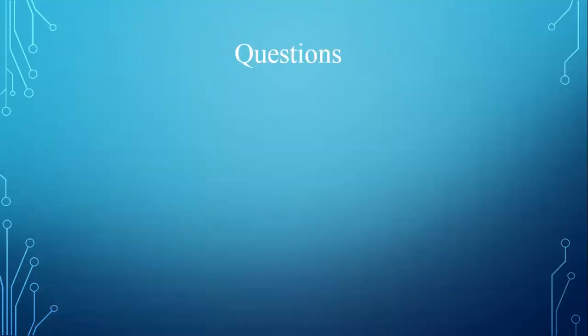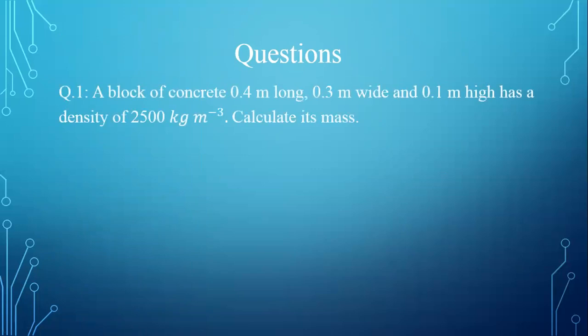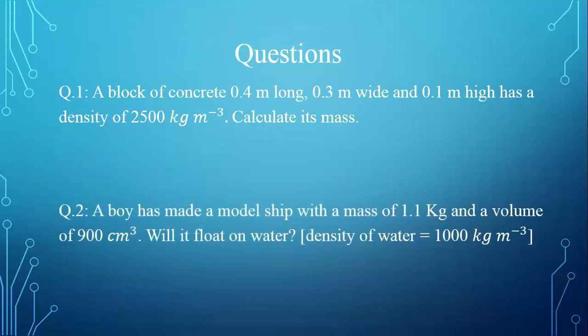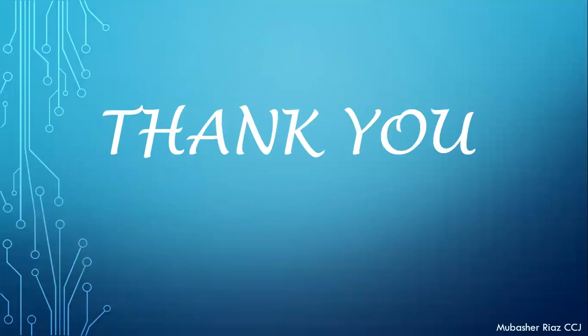Now there are two questions. First, a block of concrete with dimensions 0.4 meter long, 0.3 meter wide, 0.1 meter high, with a density of 2500 kilogram per cubic meter, find its mass. And the second question: a boy has made a model ship with a mass of 1.1 kg and a volume of 900 cubic centimeter. Will it float on water, whereas the density of water is 1000 kg per cubic meter? These are the questions that you will attempt. Thank you.